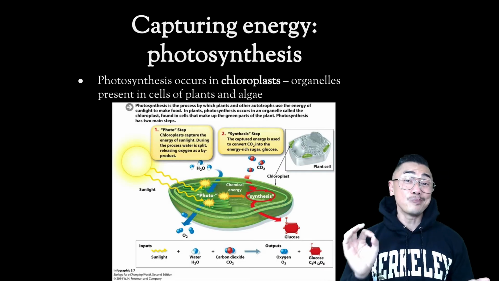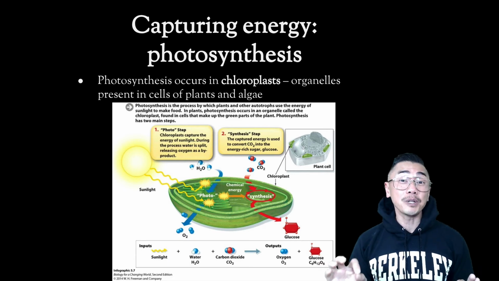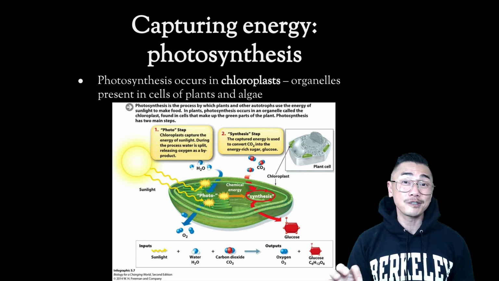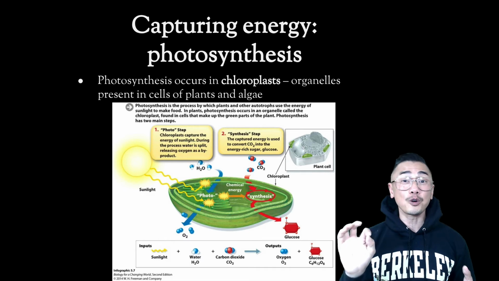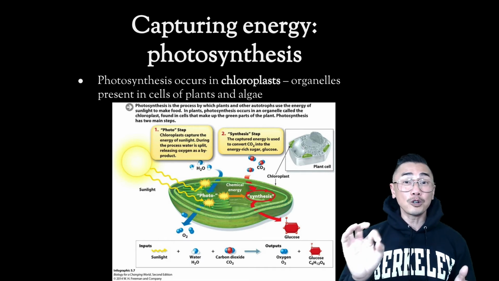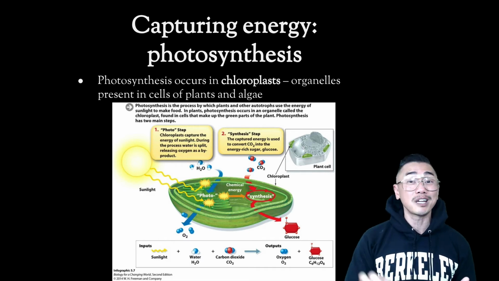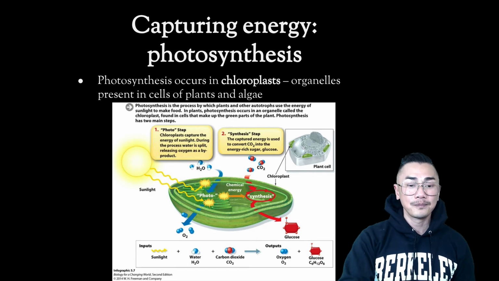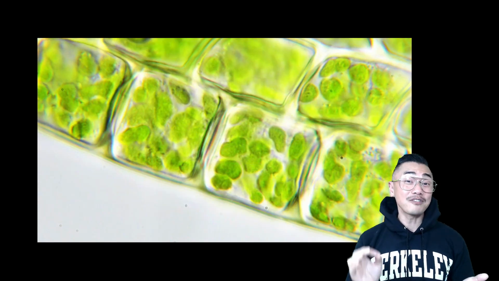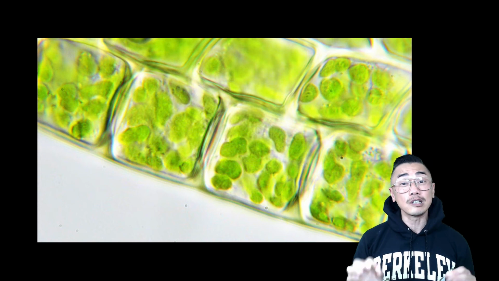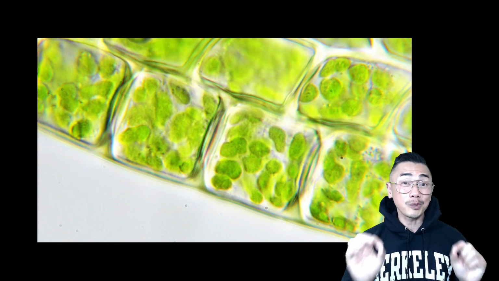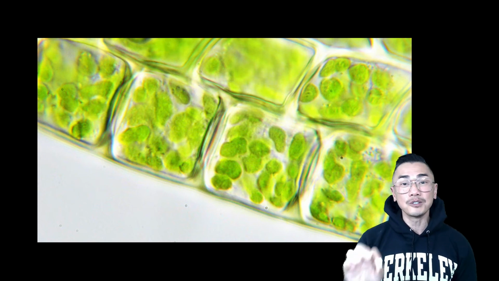In algae and plants, photosynthesis takes place in very specific locations. These locations are the chloroplasts. Remember that chloroplasts are one of the organelles that can be found in cells. In this photograph taken with a microscope, you can see chloroplasts. They're the green blobs that are found in each algal cell.